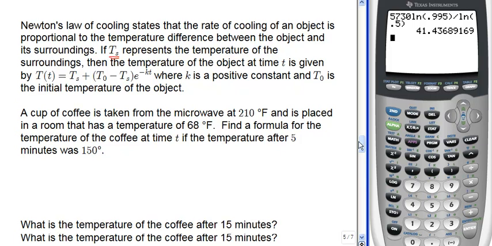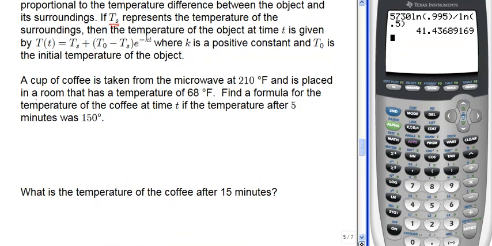So let's take a look at an example. A cup of coffee is taken from the microwave at 210 degrees Fahrenheit, and it's placed in a room that has a temperature of 68 degrees Fahrenheit. So a really hot cup of coffee is being put in a much cooler room. Find a formula for the temperature of the coffee at time t if the temperature after 5 minutes was 150 degrees. Okay, so let's see if we can identify some of these variables up here.